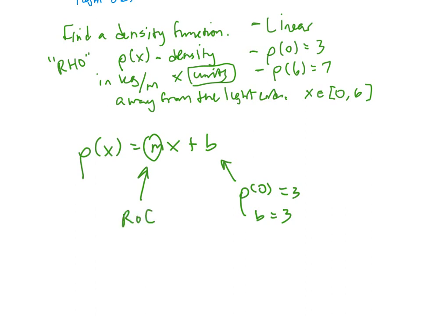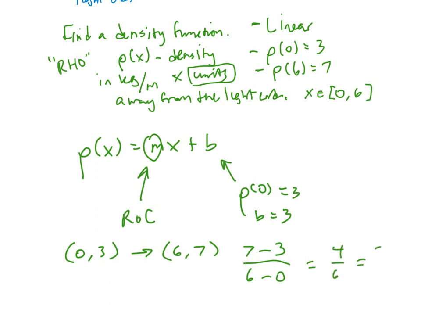Well, I know that this function goes through the point 0, 3, that is x equals 0, rho equals 3, and 6, 7. So I can calculate the slope the usual way. The change in density over the change in length, that's going to be 4/6, that's 2/3. So I think my m is going to be 2/3. So I believe I can write down that rho of x is going to be 2/3 x plus 3.